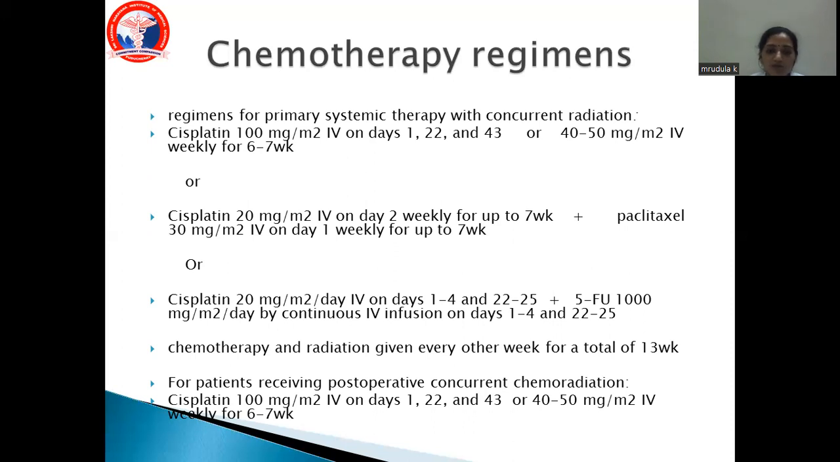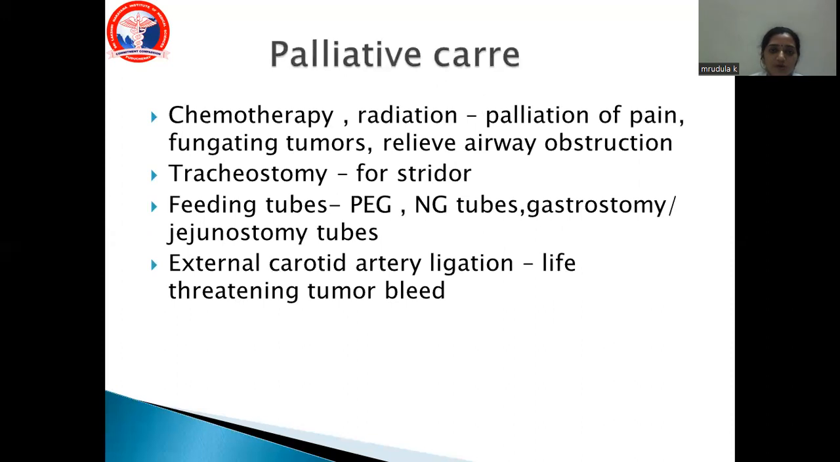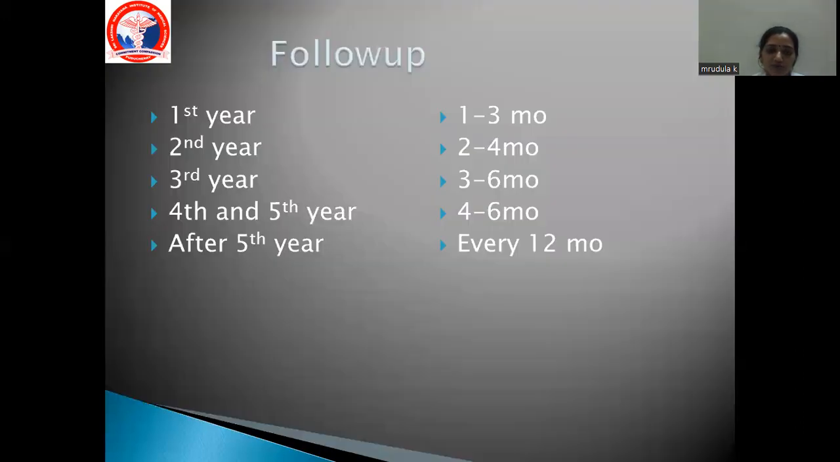with concurrent radiotherapy. So palliative care includes chemoradiotherapy. Palliation is for pain, fungating masses, and to relieve airway obstruction in case of very late stage, advanced stage disease where surgery cannot be done. Tracheostomy for stridor, feeding tubes like PEG, nasogastric tube, gastrostomy and jejunostomy tubes for feeding, and external carotid artery ligation in order to prevent life-threatening tumor bleeding.